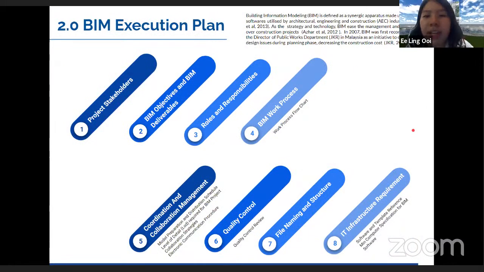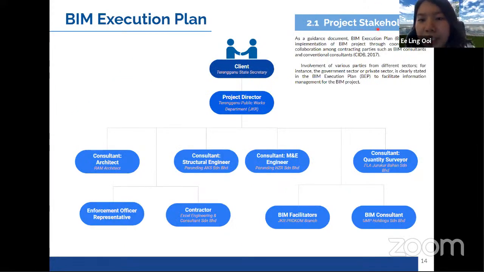Good afternoon. I will start on the BEP, and first part, the project stakeholders, they are arranged in hierarchy form to form the organization chart, first by the client, which is Terengganu State Secretary, followed by the project director or project manager, which is JKR, and finally the consultants and contractors.